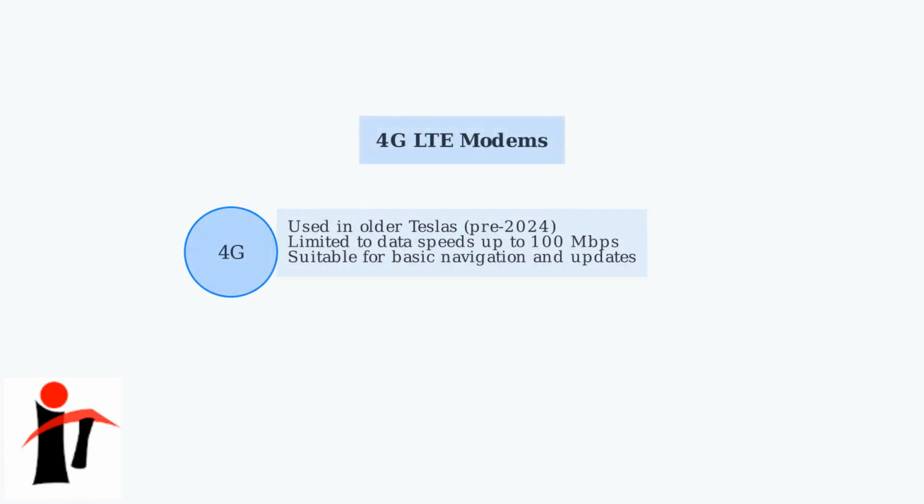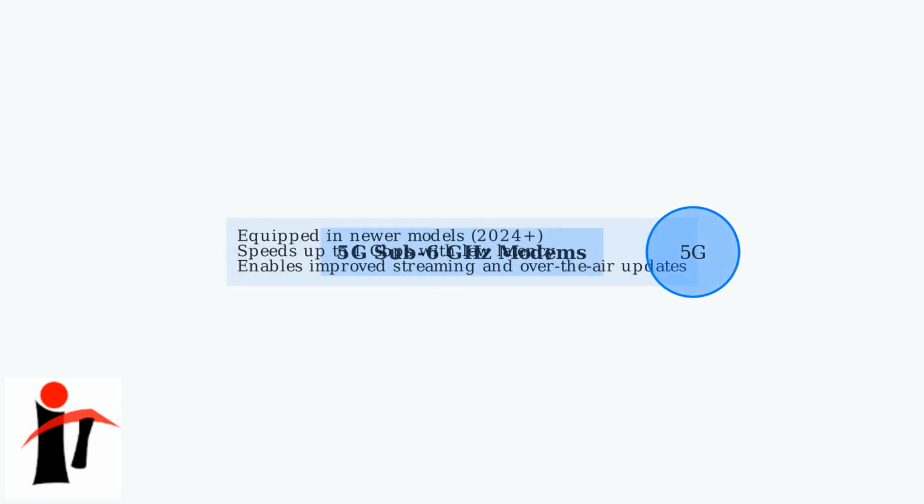Older Teslas from before 2024 use 4G LTE modems, which provide data speeds up to 100 megabits and are suitable for basic navigation and over-the-air updates. Newer models starting from 2024 are equipped with faster 5G sub-6 GHz modems, offering speeds up to 1 Gbps with low latency for improved streaming and faster over-the-air updates.